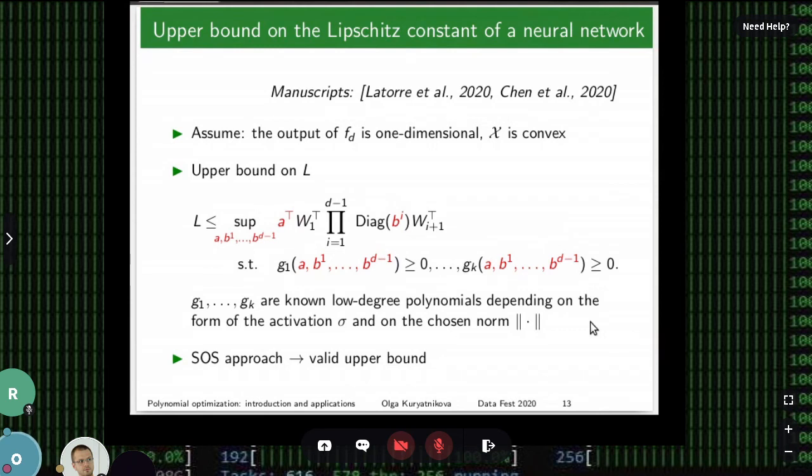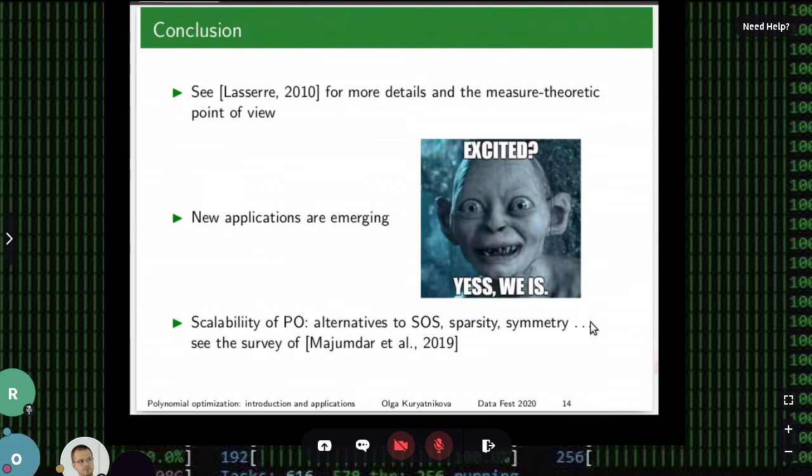Also, sometimes to estimate a constant, you can simplify your neural network and say that, for example, the Lipschitz constant of your network is bounded by a Lipschitz constant of some simpler network, and then for this simpler network, you can use this approach, for example. So that is it about my applications, and basically we are moving to the end.